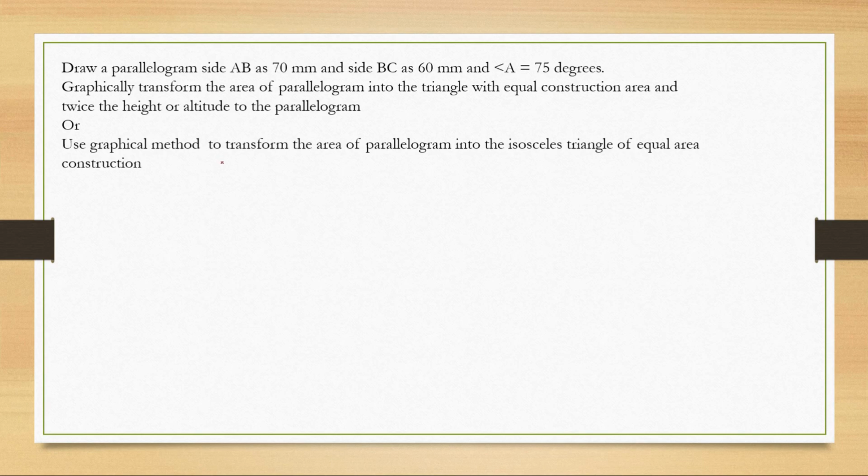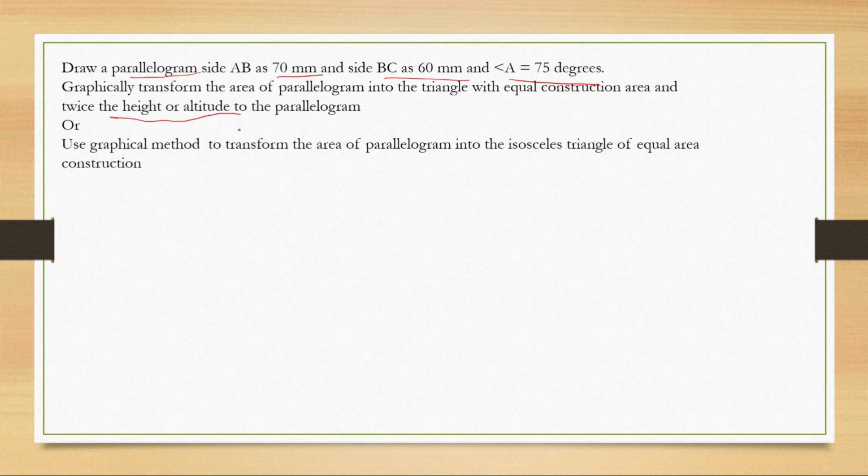So this question says: draw a parallelogram with side AB 70 mm and side BC 60 mm. Angle A is given as 75 degrees. Graphically transform the area of the parallelogram into a triangle with equal area and twice the height or altitude of the parallelogram. So here it's saying twice the height or altitude with the equal area.